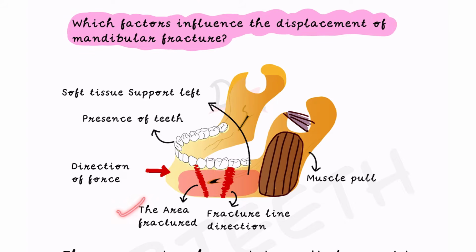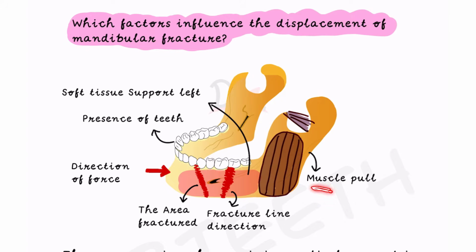Then the area fractured, the direction of the fracture line makes it favorable or unfavorable. We will see what is favorable fracture or unfavorable fracture as we proceed in the video. Then the muscle pull, obviously, if we have a muscle pull, the fragments will be pulled along with that muscle.